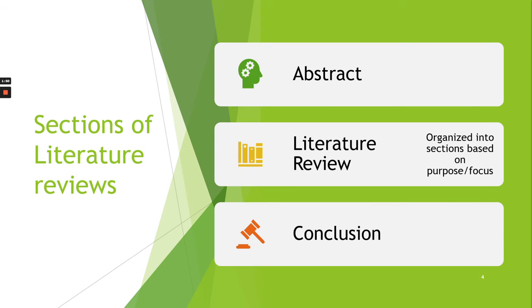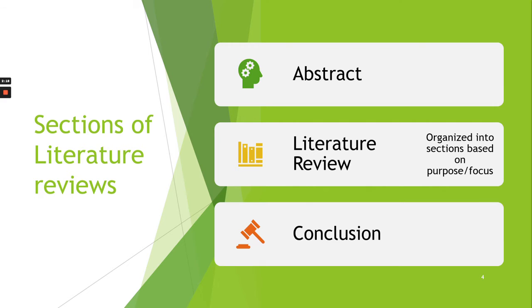Sections of literature reviews. The abstract provides a snapshot of what will be included in the article. The body of the article, which is the review of the literature, is organized into sections the authors thought would best convey the information they want to share. The conclusion re-summarizes what was discussed and provides recommendations for future research or for how readers can use the article.